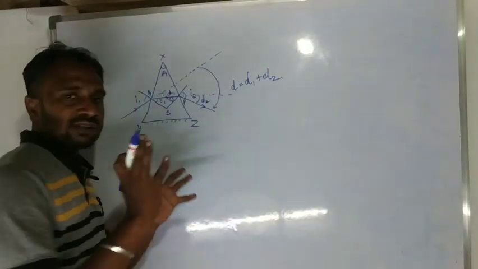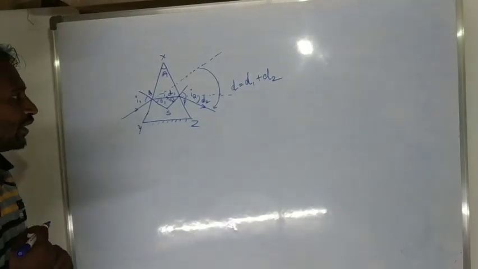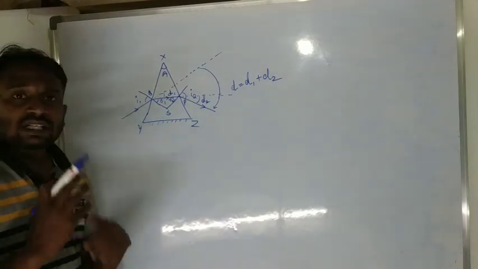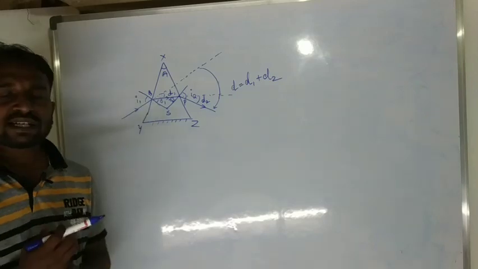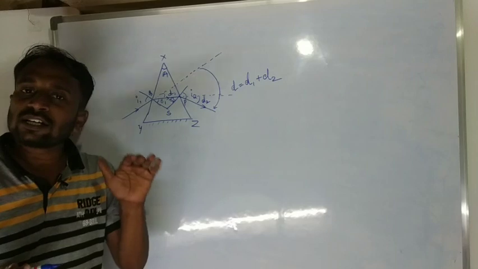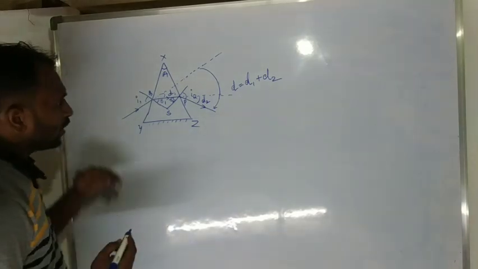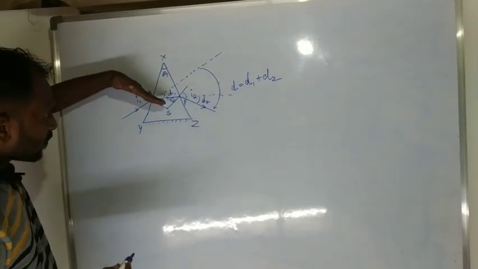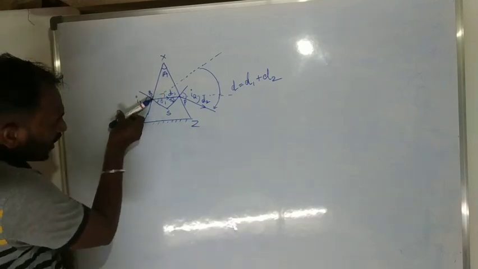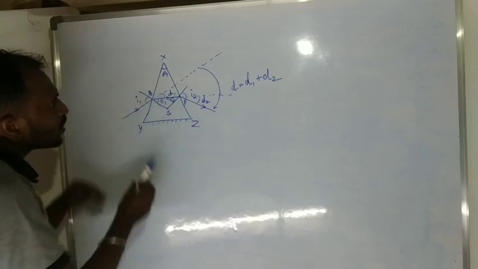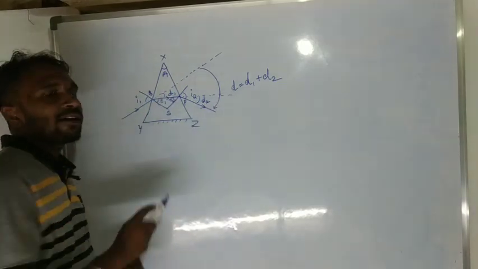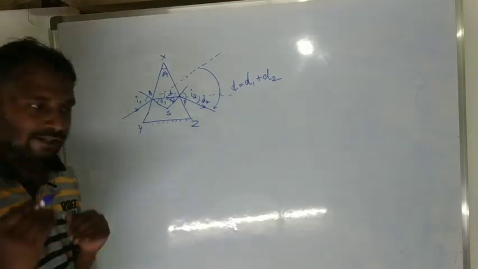You already know these things. Suppose when the angle of incidence increases, then the angle of deviation decreases up to a certain value. For example, when the angle of incidence I1 increases, the angle of deviation decreases.